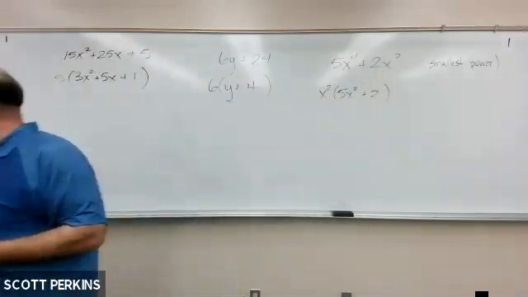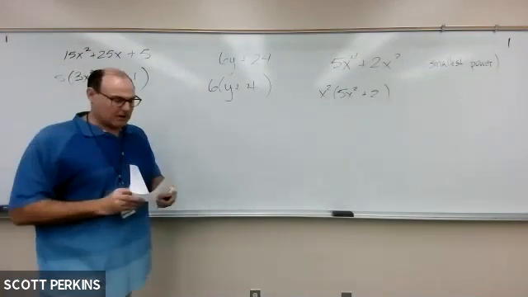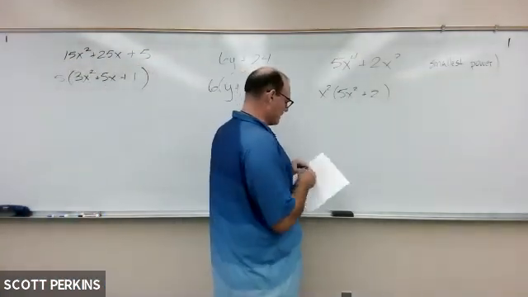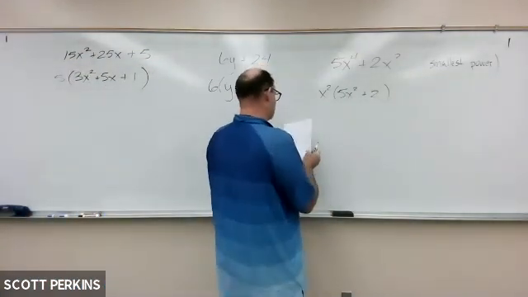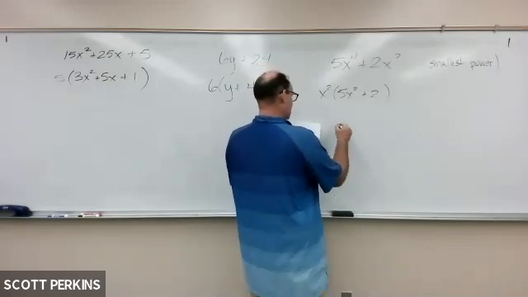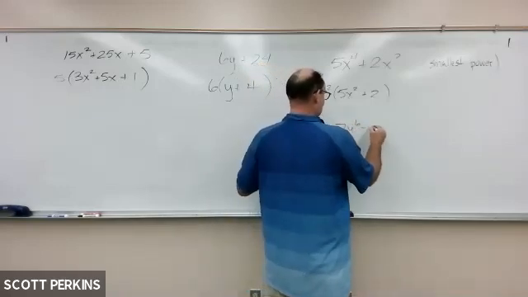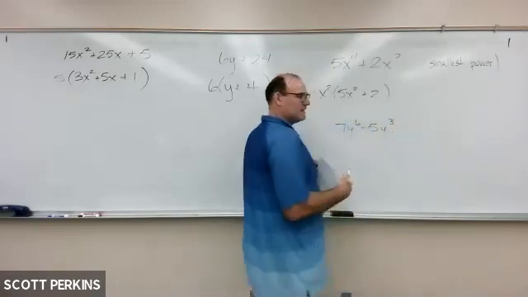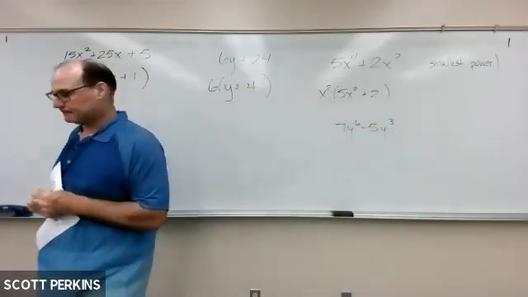Try this one, same sort of thing. And then we're going to do both at the same time. We're going to have numbers and variables. It's going to be just a plethora of factoring. So try 7y to the 6th minus 5y to the 3rd. Please factor that completely.